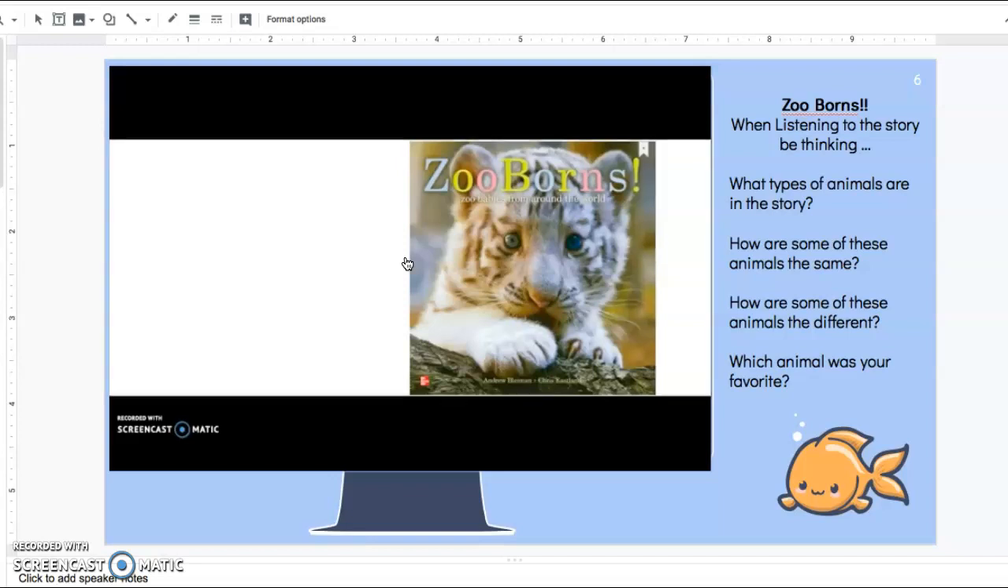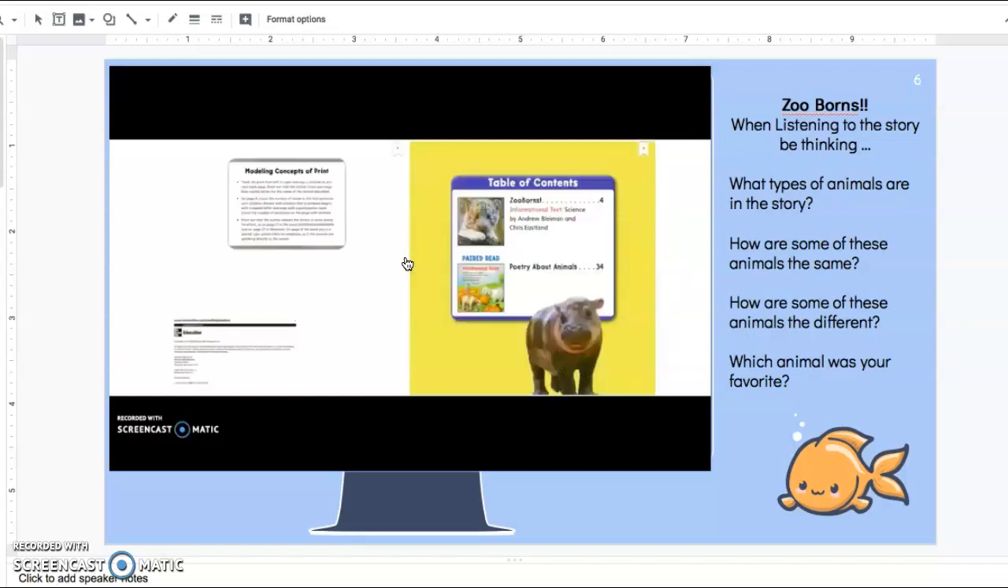And I want you to look at the cover of this book for a minute. We're going to be learning about zoo babies from around the world. These are true facts about actual animals that were born in a zoo. And I want you to think a minute. Is this book going to be fiction or is it going to be nonfiction? This is a nonfiction book.